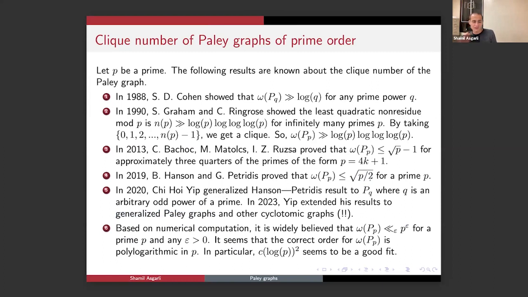And I also wanted to mention what we expect the clique number to be. By numerical computation, it's been observed that the clique number of a Paley graph of prime order is less than any positive power of p, with the constant depending on epsilon. So it's less than p to the epsilon for any epsilon, the constant implicitly depending on epsilon. And from this, we expect that the clique number is small. So the clique number of a Paley graph of order p is expected to be closer to the lower bounds that were obtained, as opposed to the upper bounds, right?